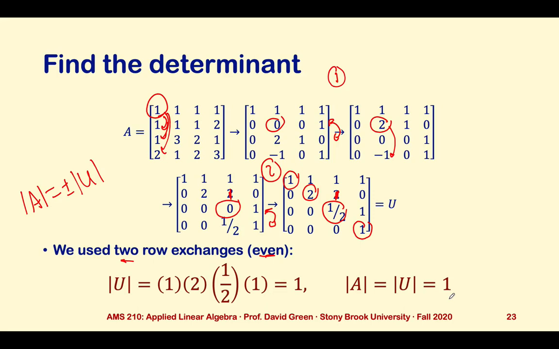All right. We've now gone through 4 examples of using the properties of the determinant and how row exchanges are related to that to give us the determinant of a number of different types of matrices.